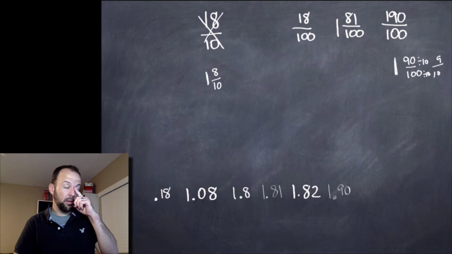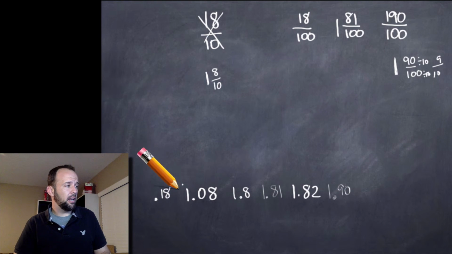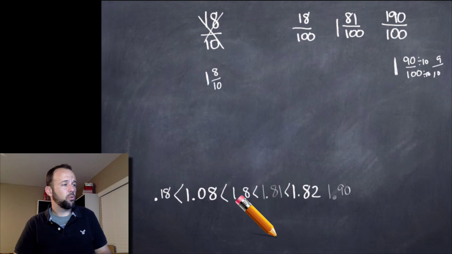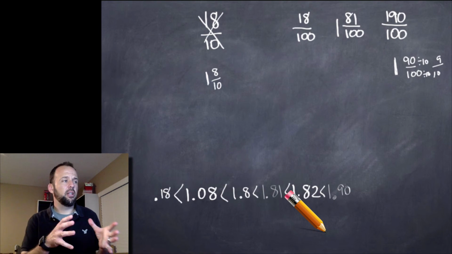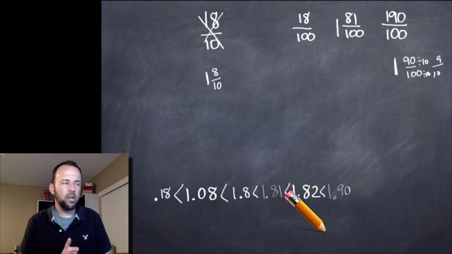Now, to compare them using our less than symbol, I would just simply say 18 hundredths is less than 1 and 8 hundredths, which is less than 1 and 8 tenths, which is less than 1 and 81 hundredths, which is less than 1 and 82 hundredths, which is less than 1 and 9 tenths. Cool. Or 90 hundredths if you want to call it that. So man, that was a lot of comparisons there. I think we did an alright job, not too bad.